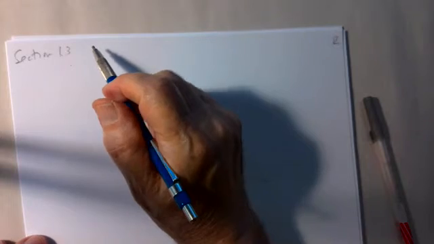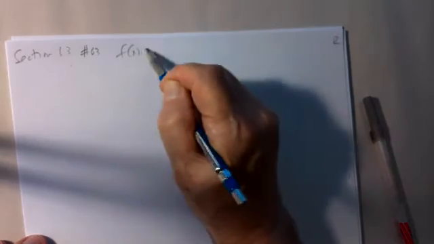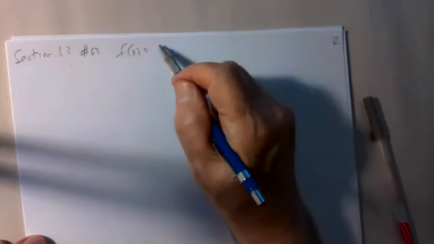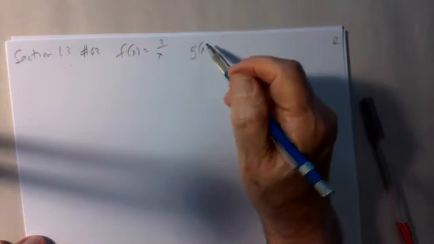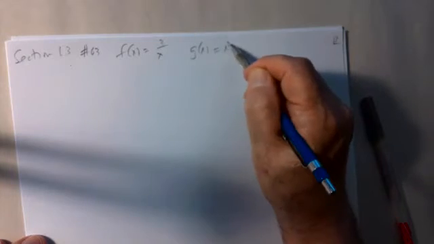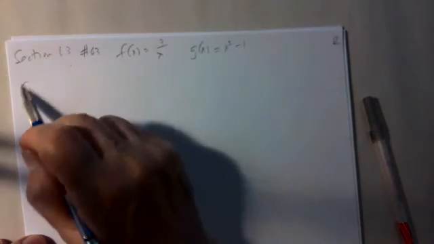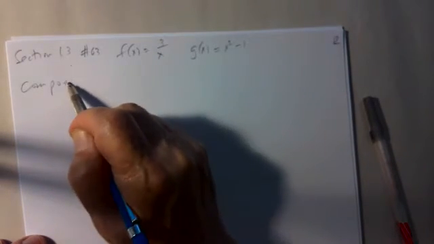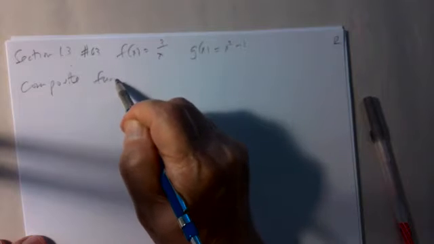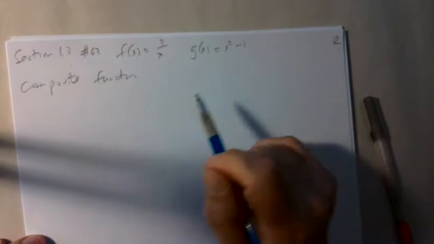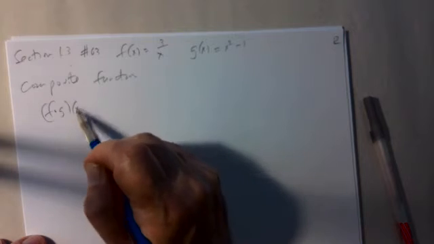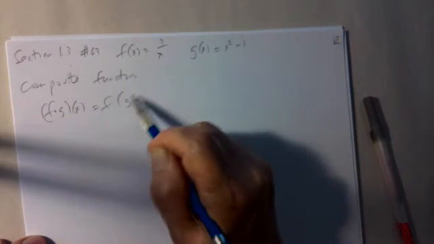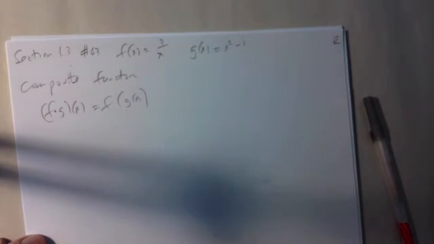Section 1.3, number 63, we have the function f of x, which is 3 over x, and the function g of x, which is x squared minus 1. Now we have to look at the composite function, or the two composite functions. So we have the function f composed with g of x. This means f of g of x.